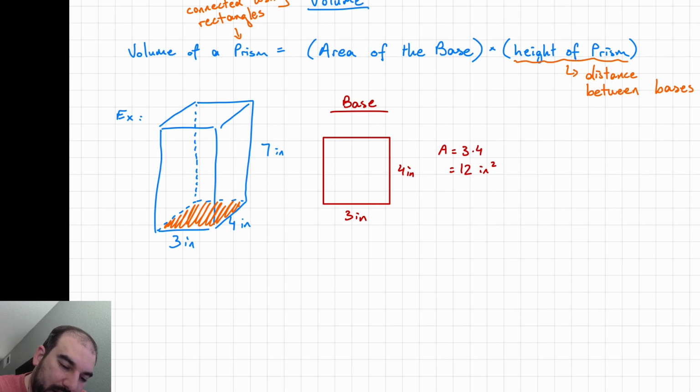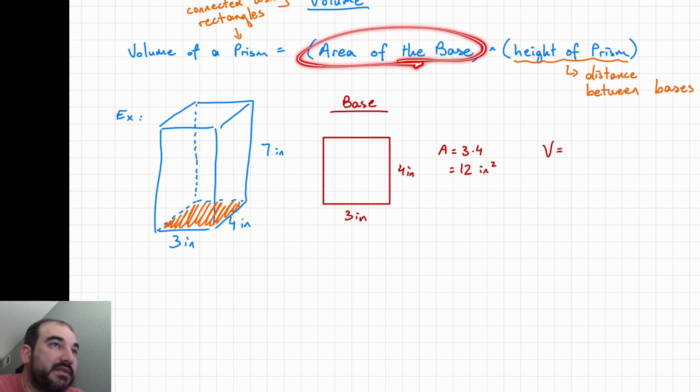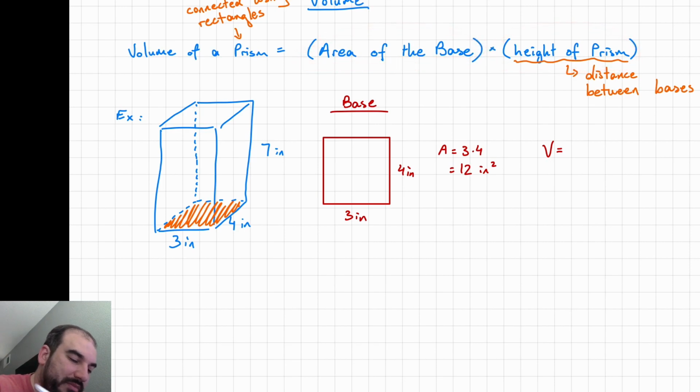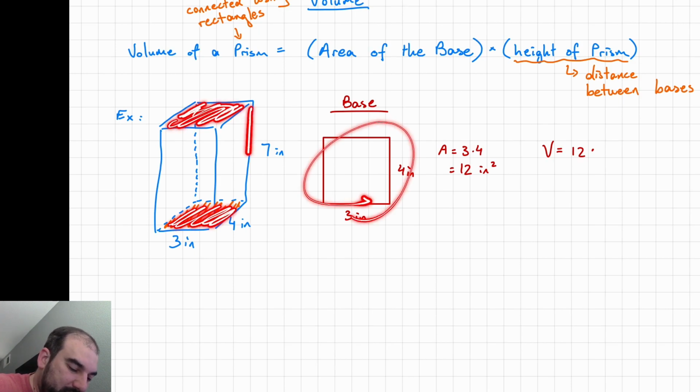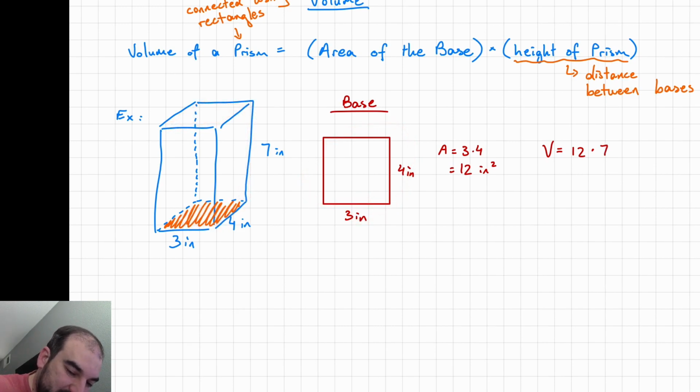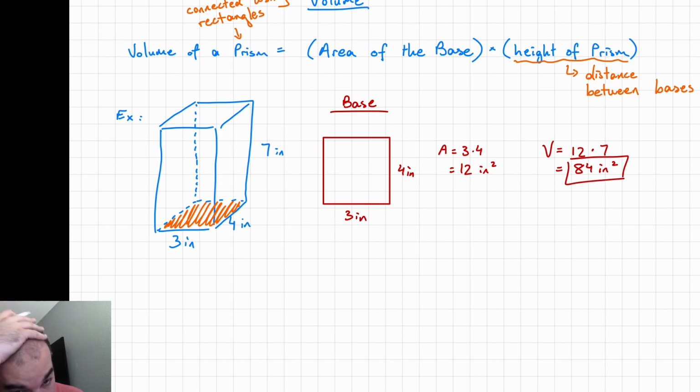And then as far as volume is concerned, we're going to take that area of the base and multiply it by the distance between the bases. So we're going to take that 12 and multiply it by the distance between the bases, and that, again, if we choose this bottom and this top as our bases, then the distance between those is the height of this prism, which is 7. So it'll be 12 times 7, which is equal to 84 square inches. So that's what we end up with as our volume.